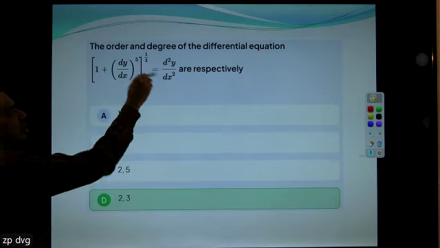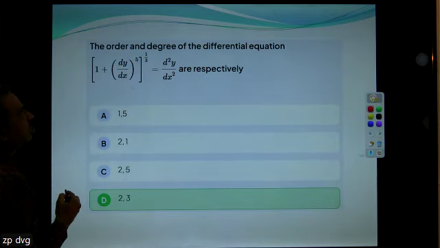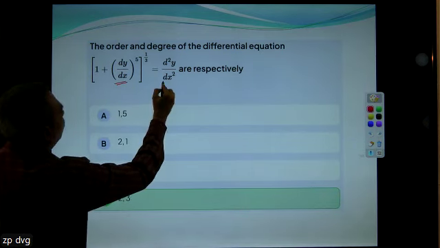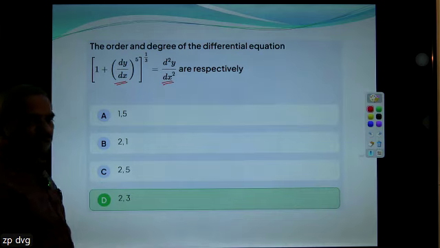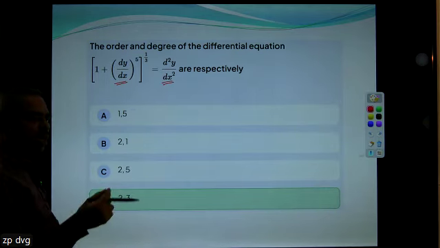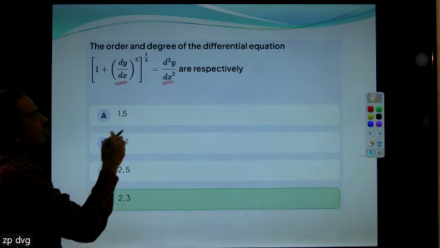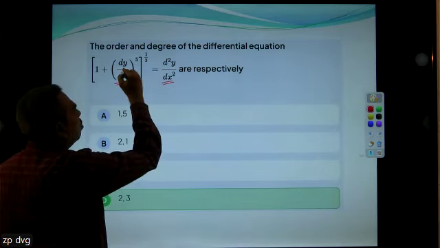Whole power 1 by 3 is d square y by dx square. Now here dy by dx is there. Here d square y by dx square is there. Is it clear? Now tell me which one is the highest derivative? D square y by dx square. So we can check the order. So what is the order here?